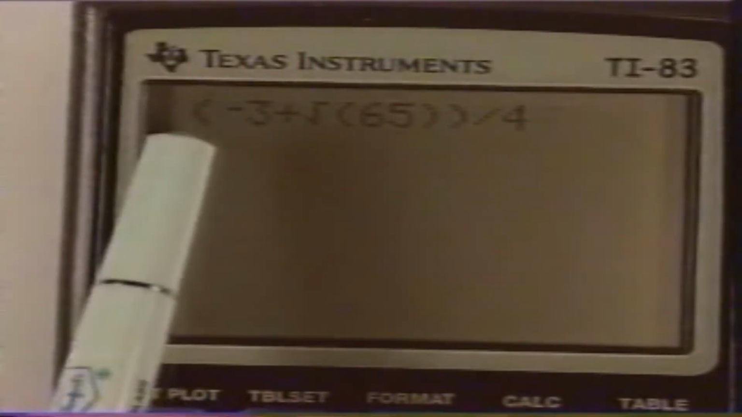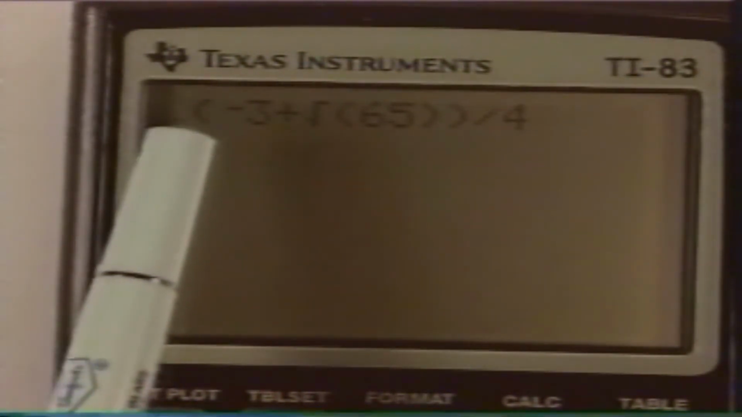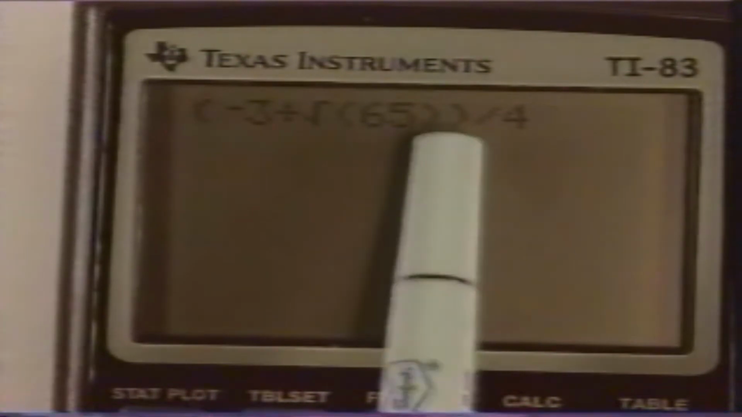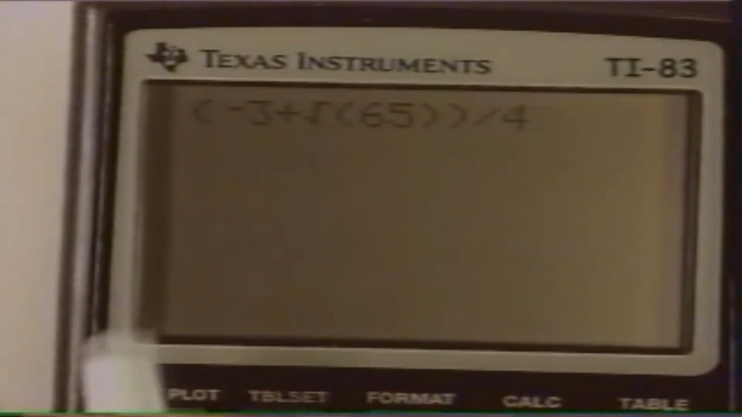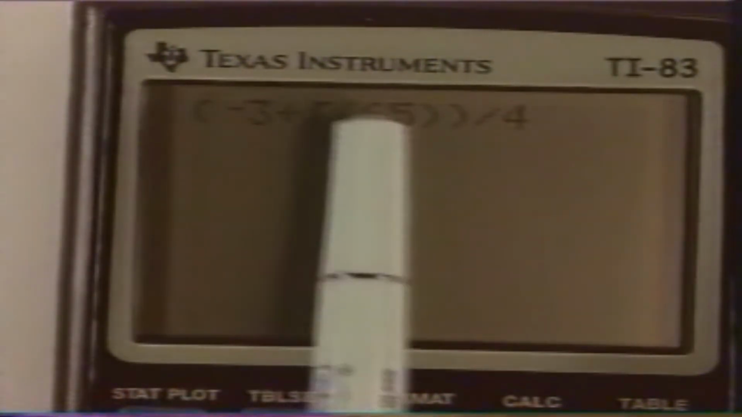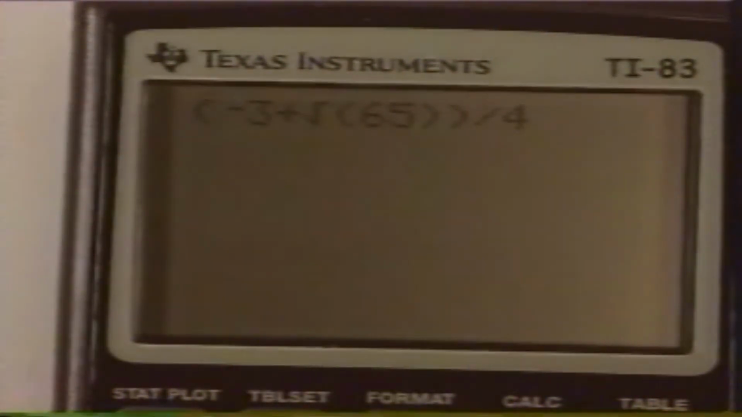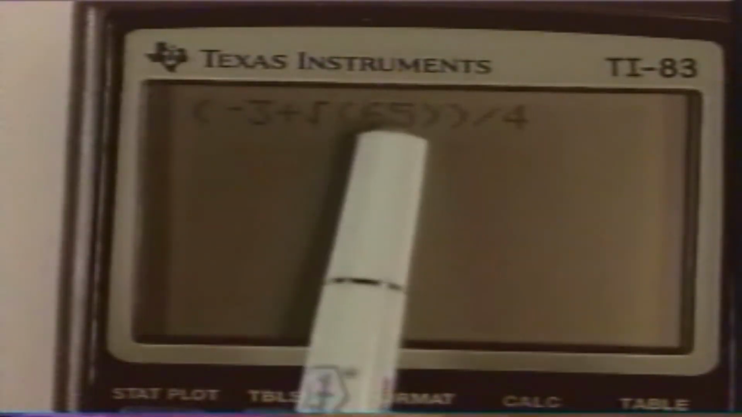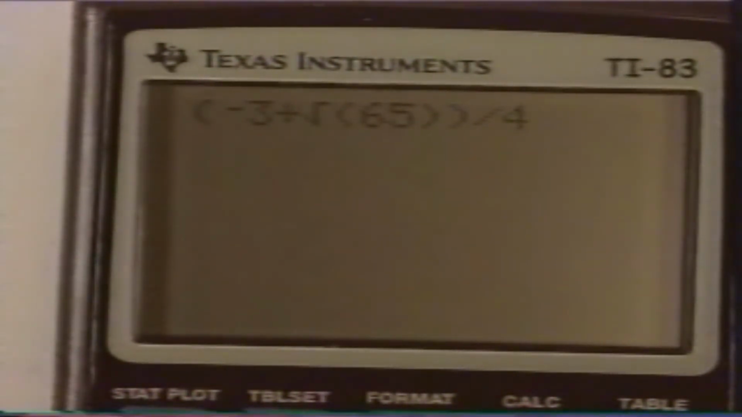So notice how we had to put it in. We have to have the parentheses before the negative 3 and after the 65 to show that the whole numerator is divided by 4. So I have to put the whole numerator in parentheses. Then the 65 is in the parentheses to show that's what I'm taking the square root of. So it's negative 3 plus the square root of 65 divided by 4. And now I hit enter. And if I round that to hundredths, I get 1.27. So rounded to hundredths, it would be 1 and 27 hundredths.